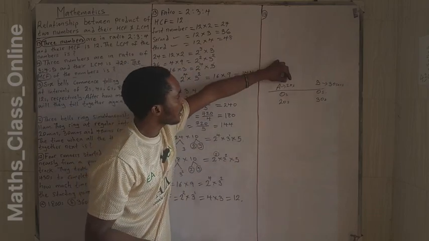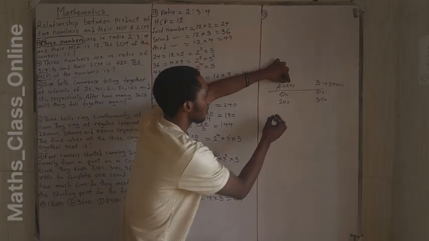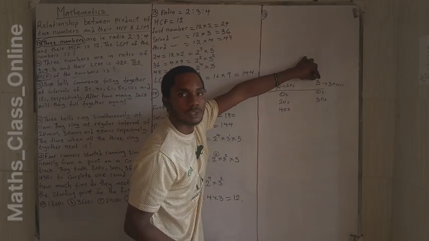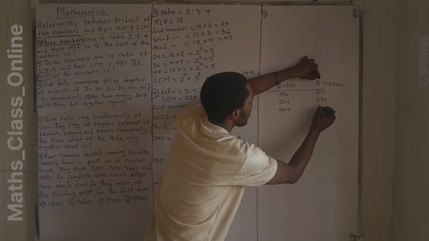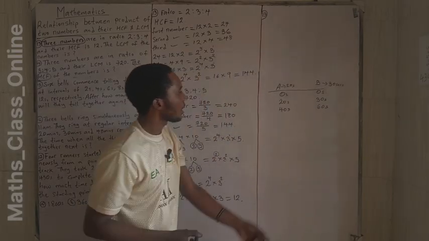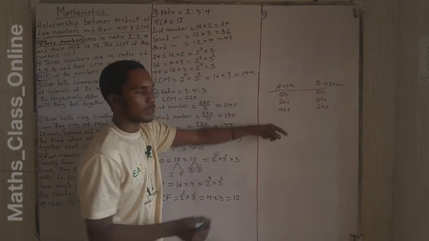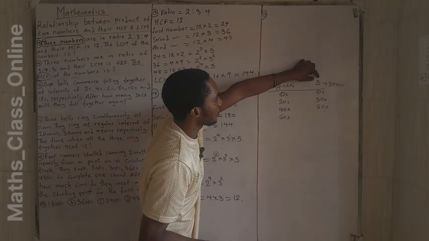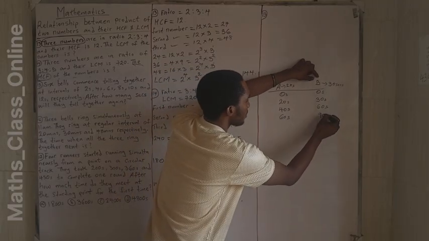Again, the next time this alarm will ring is 40 seconds. The next time this alarm will ring is 60 seconds. The next time this alarm will ring is 60 seconds. The next time this alarm will ring is 90 seconds.